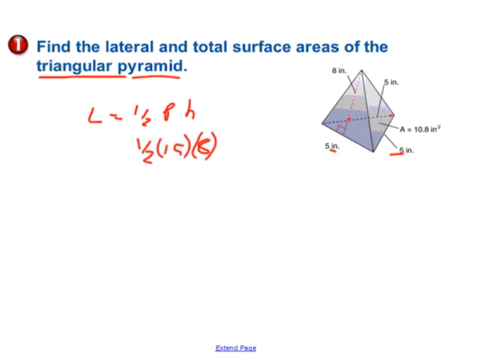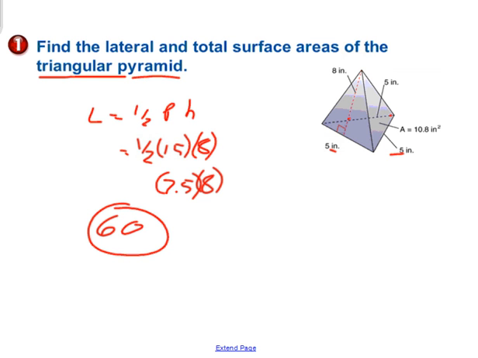So 1/2 times 15 would be 7.5. 7.5 times 8, and I'm going to do that on my calculator. It'd be about 60. Let me find out for sure here. 7.5 times 8 equals, yes, 60. So the lateral surface area of this pyramid is 60.